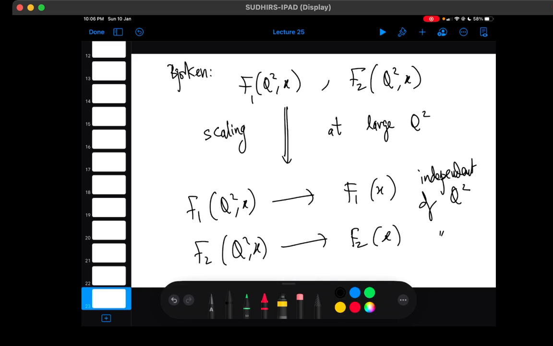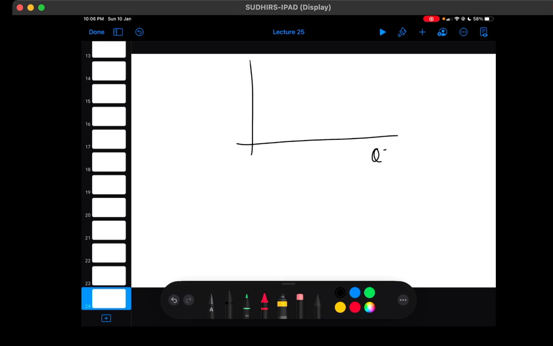This was a very important prediction by Bjorken, and soon enough SLAC verified the results. For large q squares, the data points just become flat. Further, you can also deduce the spin information.